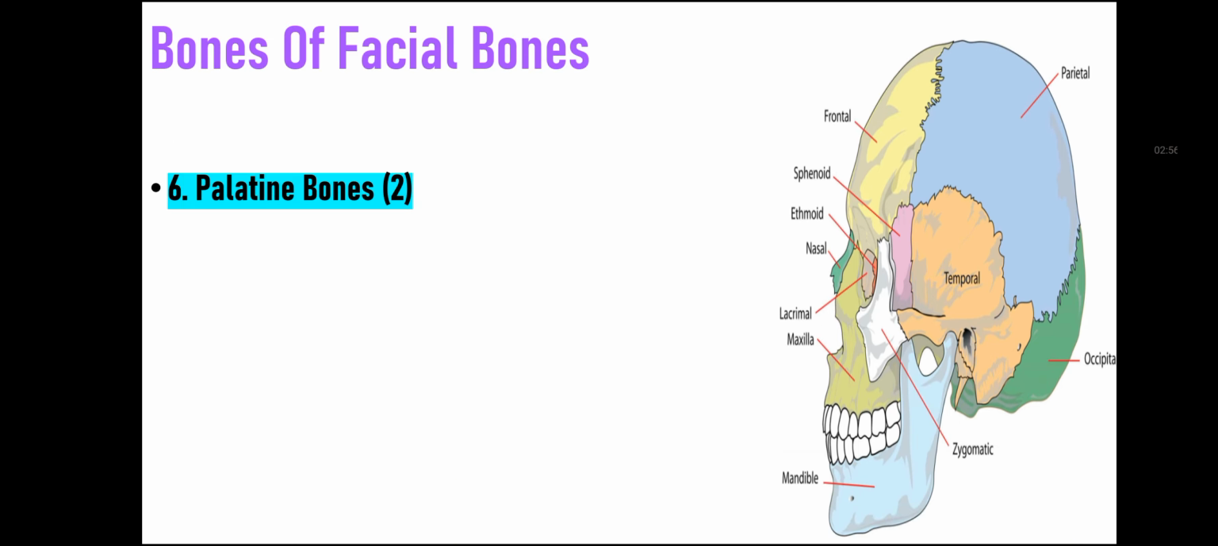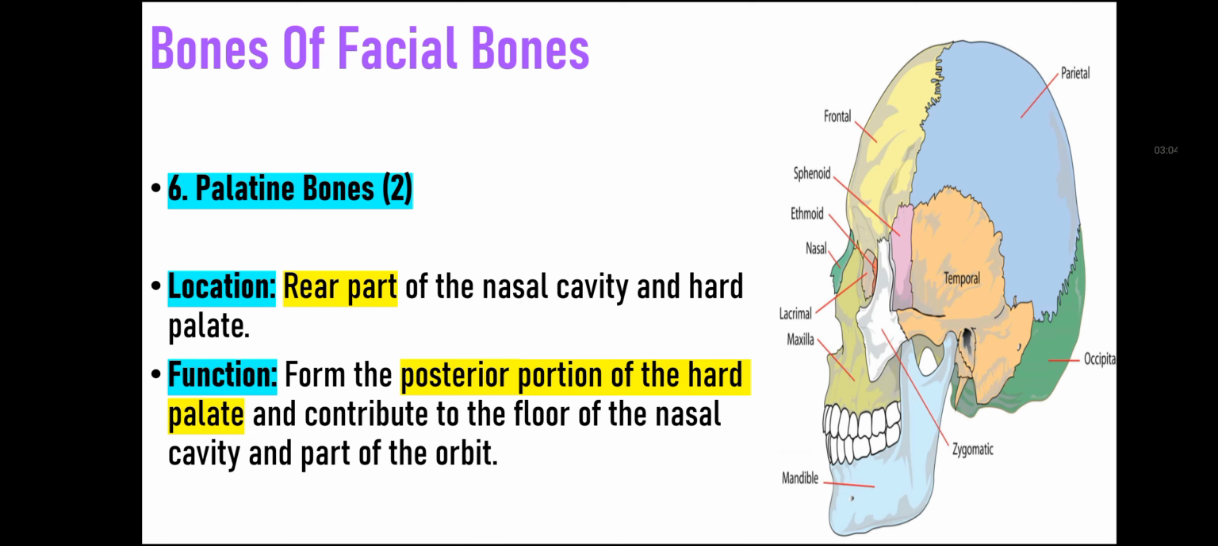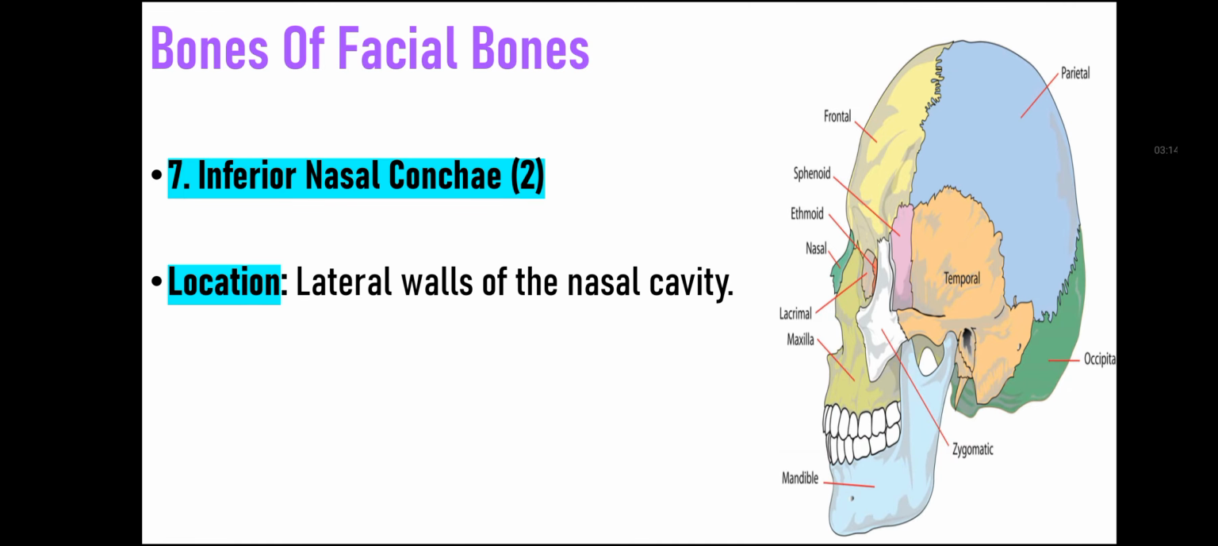Next facial bone is palatine bone. There are also two in number, that means they are paired bones. Location, rear part of nasal cavity and hard palate. Function, they form the posterior portion of hard palate and contribute to the floor of nasal cavity and part of orbit. Next we have inferior nasal conchae.